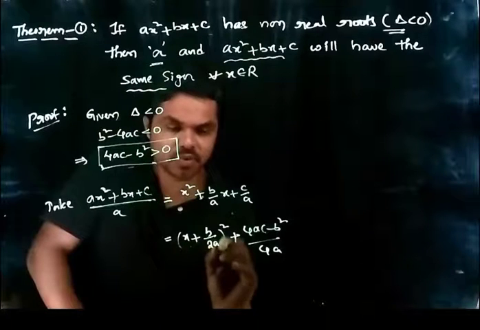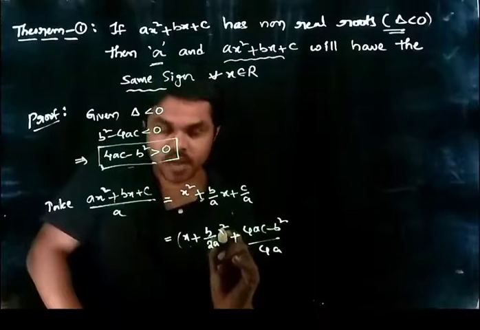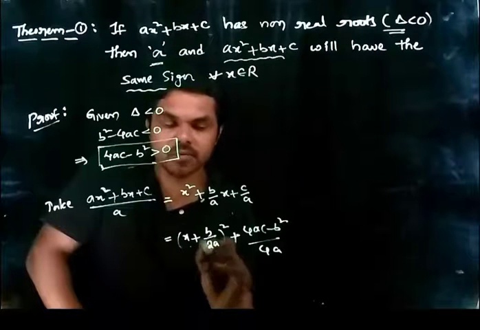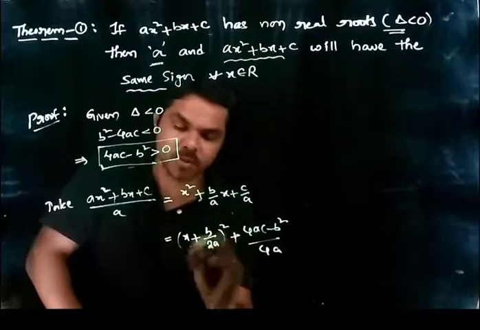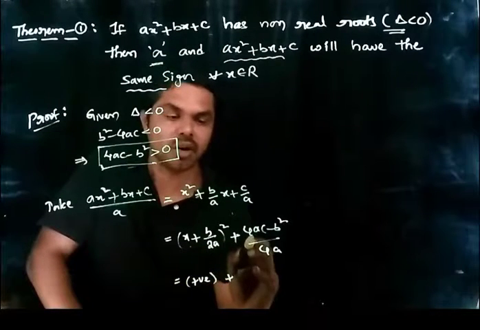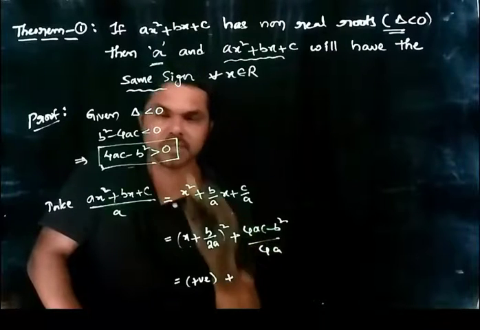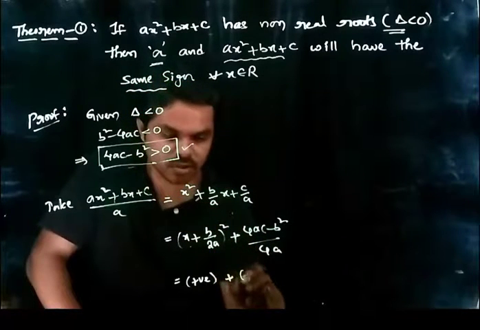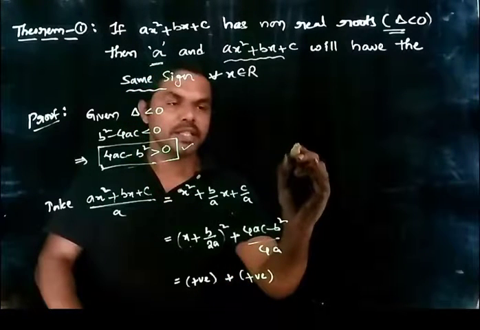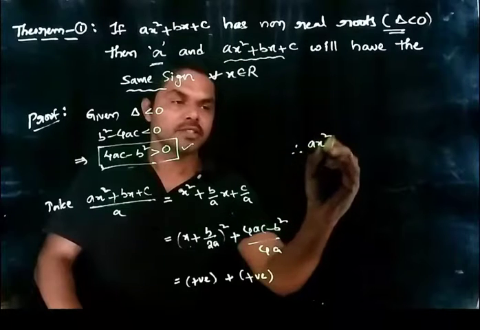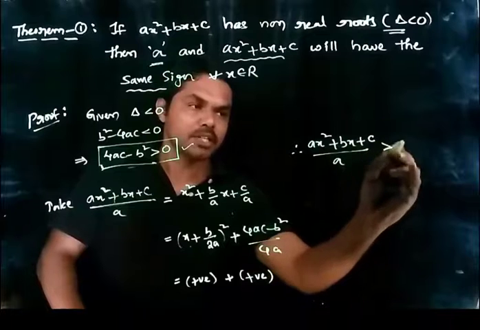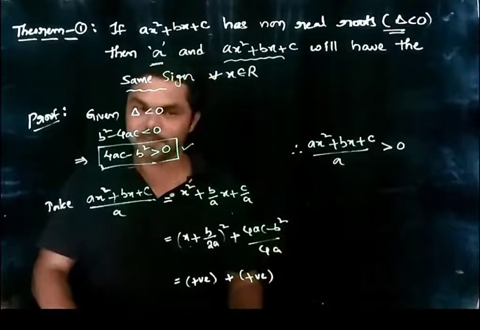Here, x plus b by 2a is under square, so definitely this value will be positive. Even though it is negative, when you square it, it will become positive. Plus, as we already discussed, 4ac minus b square is positive, so it is also positive. Positive plus positive is positive. So, in the final step, we can write ax square plus bx plus c by a is greater than 0.